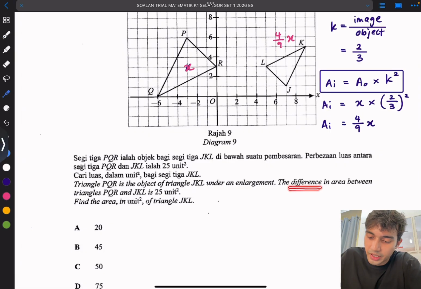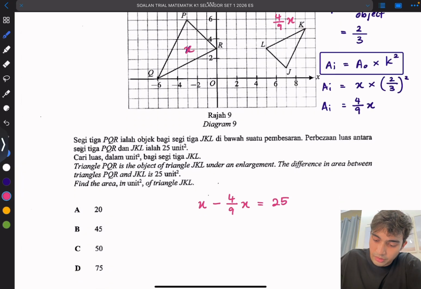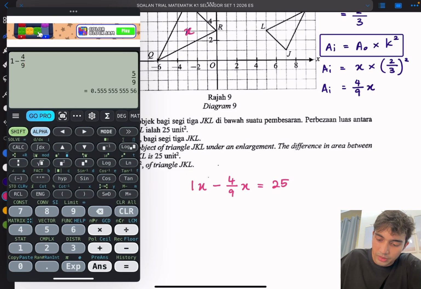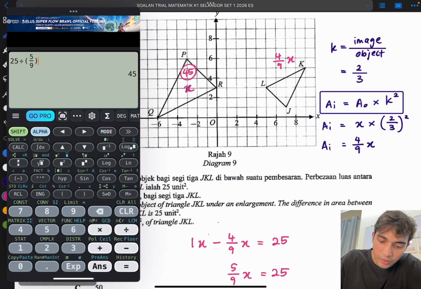Then they said the difference is 25. So this minus this must be 25. We say x minus 4/9 x is 25. So 1 minus 4/9, we get 5/9 x is 25. So x will be 25 divided by 5/9, which is 45. So the object's area is 45.